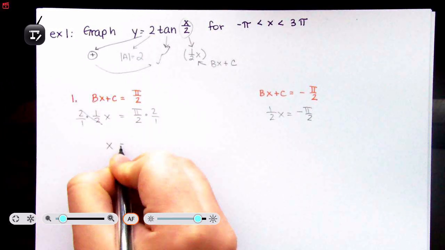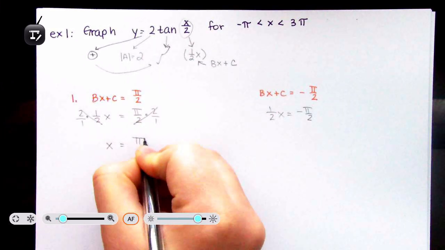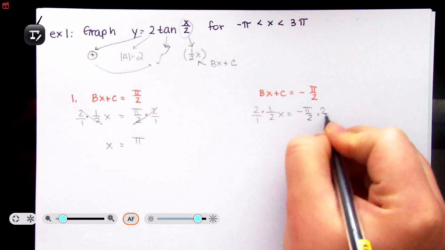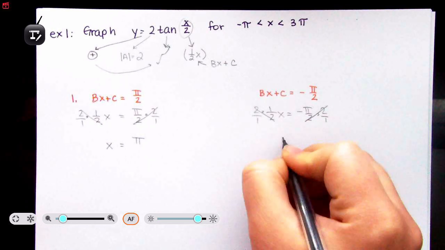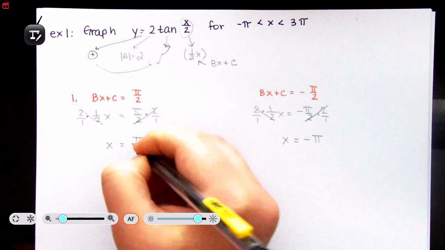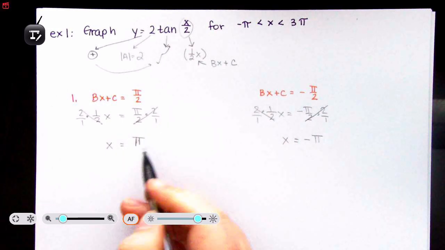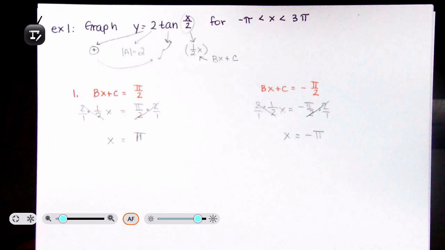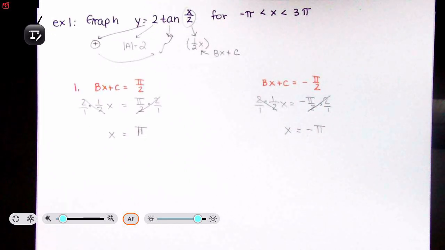So I have x is equal to pi, and then this one here, again, I'm going to multiply by 2. I have x is equal to negative pi. So that means when I am sketching my graph, I have an asymptote at pi and I have an asymptote at negative pi. Now I'm going to move on to step number 2, which is identifying your x-intercept.